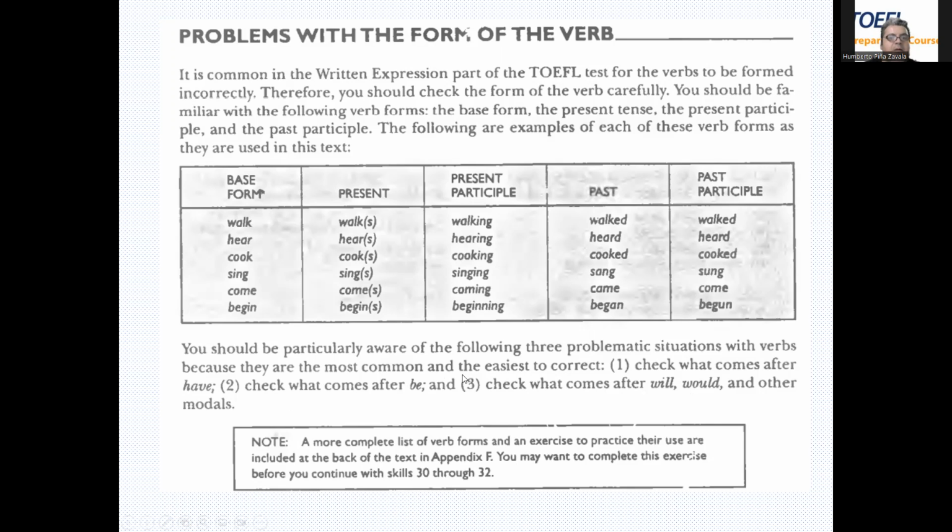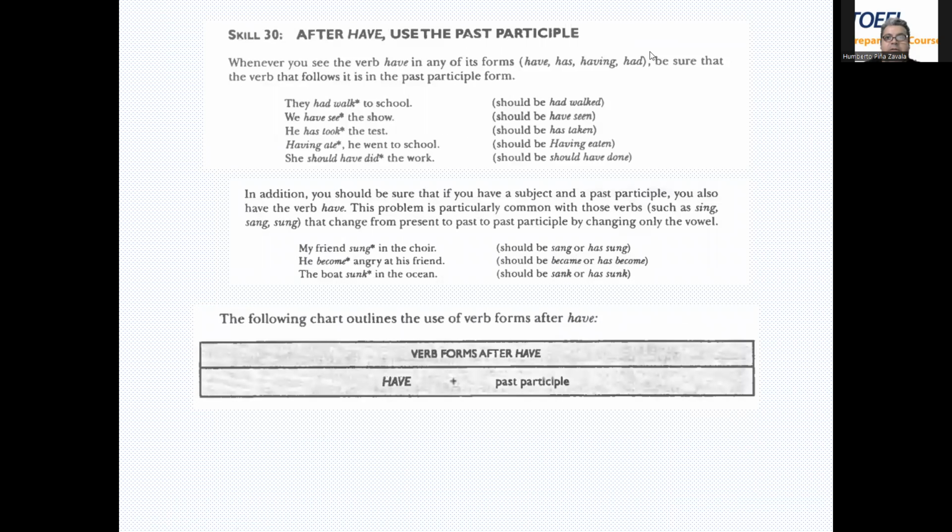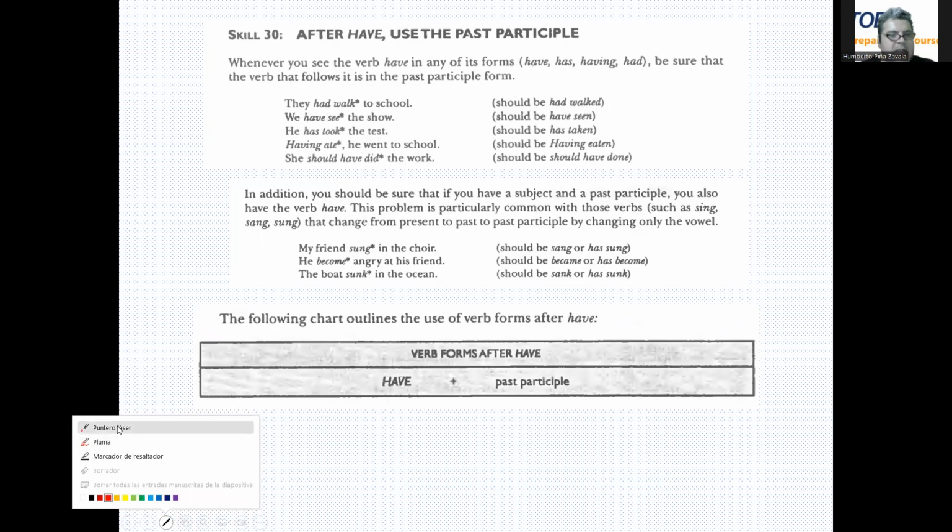All right. So in skill 30, it says after have, use the past participle. Right? This is the perfect tense. So whenever you see the word have in any of those forms, have, has, having, had, be sure that the word that follows is in the past participle form. Because here, for example, we have they had walked to school. This is incorrect. It should be walked, with ed. We have see. That's incorrect. It should be we have seen.